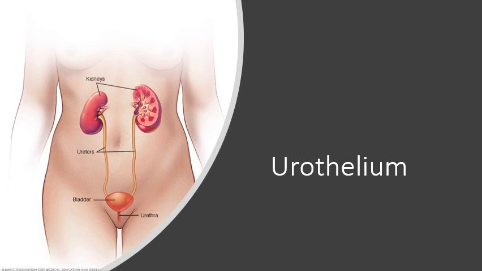So in this lectorial we're going to talk about some of the pathology related to the urothelium. Remember, the urothelium is that specialized lining which extends all the way from the urethra through the bladder up the ureters and into the renal pelvis, and so it's the major epithelium of the urinary tract.